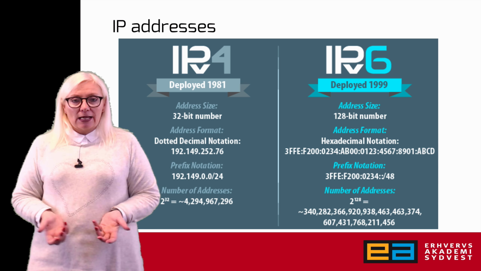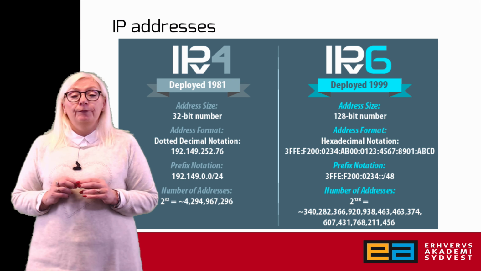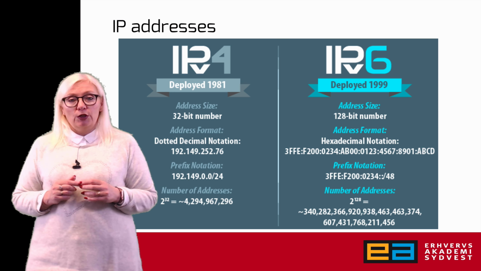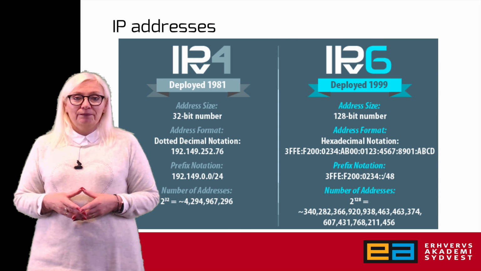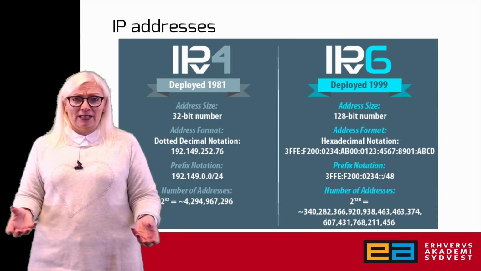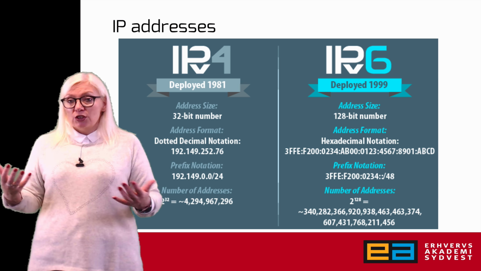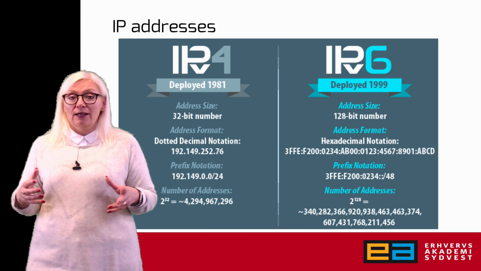When we calculate how many IP addresses we have in IP version 4, we have altogether a little bit more than 4 billion. And they are all used. We don't have more IP version 4 addresses. So the address space of IP version 4 is too small, which led us to develop an IP version 6 address instead.